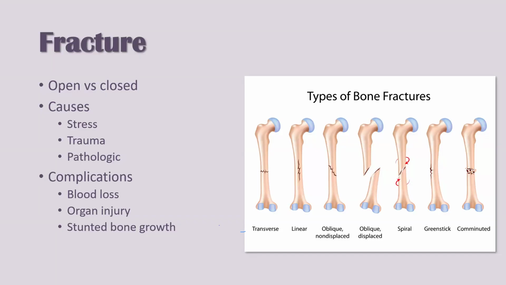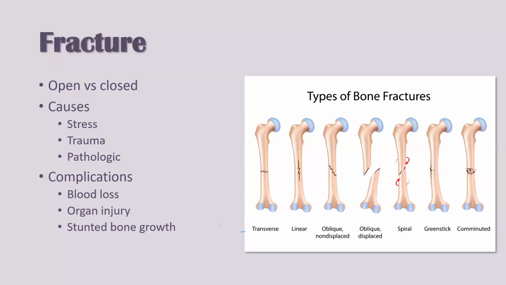And just to quickly go over the types of bone fractures, a transverse break is when the break goes straight across the bone and is usually caused by a direct blow or impact. A linear fracture runs parallel to the length of the bone and is most common in skull bones, which we sometimes see after falls.